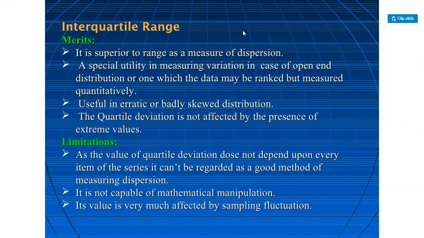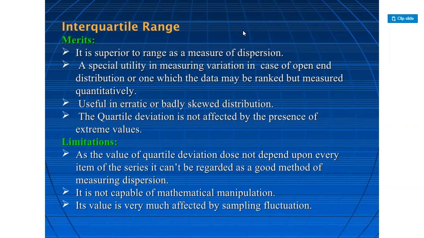Some merits and demerits of the interquartile range are given here. It is superior to the range as a measure of dispersion. It has special utility in measuring variation in the case of open-ended distributions, or data which may be ranked but not measured quantitatively.